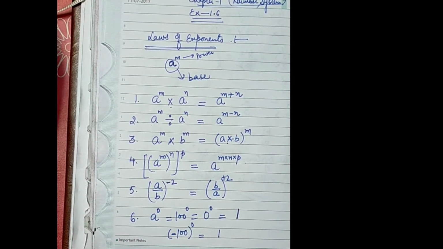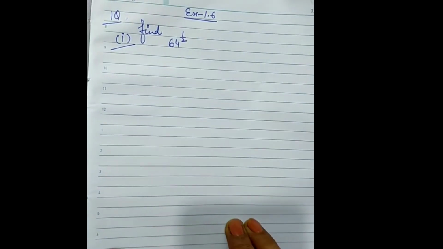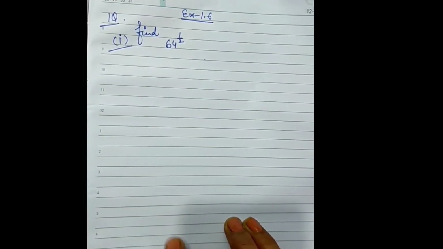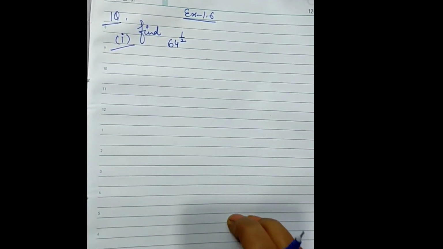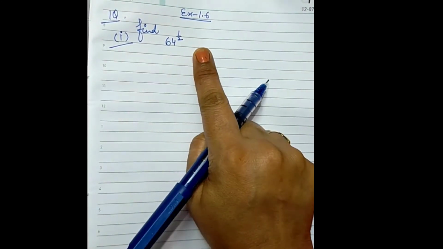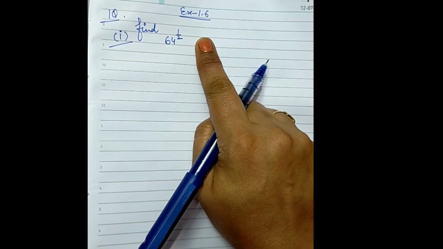So let's do the exercise now. First question, first part, 64 raised to power 1 by 2. So we have to solve it. We have to cancel out the power actually. So how can we do that?